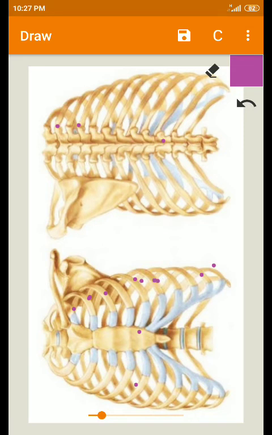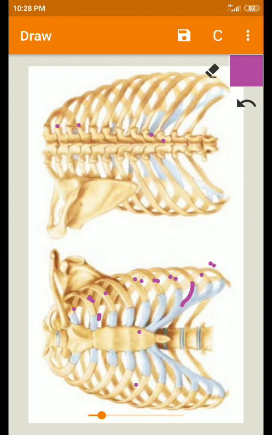Those ribs are called vertebrosternal ribs. The upper 7 ribs are called true ribs, whereas the lower 3 ribs are called false ribs because posteriorly they are attached to the vertebrae. Anteriorly they are attached to the costal cartilage of the higher rib. Such ribs are called vertebrochondral ribs. They are called false ribs.